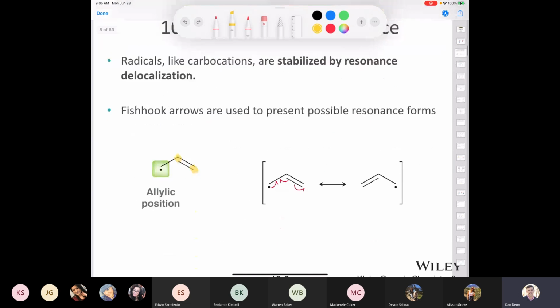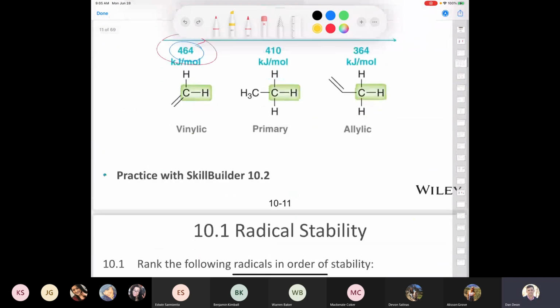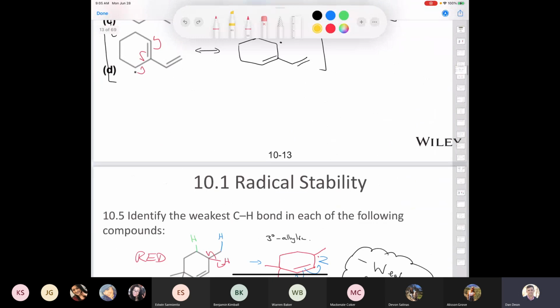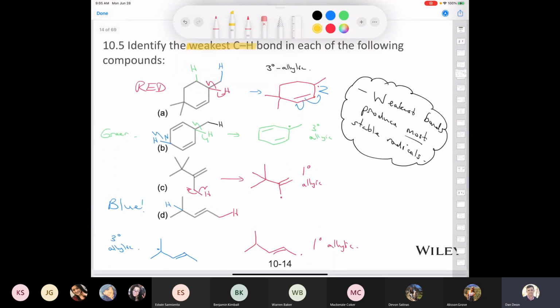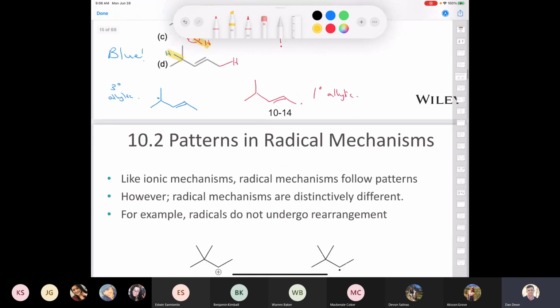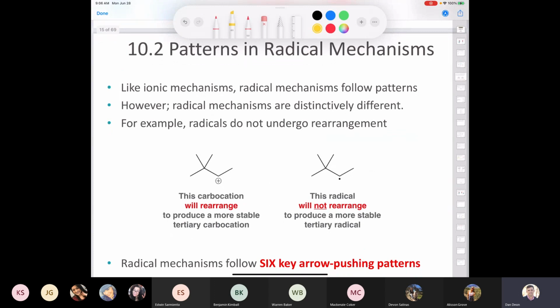So when we were looking at this problem, which one was it? This one here. If we're looking for the weakest carbon-hydrogen bonds, okay, which in this case is this carbon-hydrogen bond, which in the second one is this one, in the third one it's this one, and in the last one it's this one. What do these bonds all have in common? These are the bonds that when you break them, you produce the most stable radical. So the most stable radical is going to result from the weakest carbon-hydrogen bond. All right, so let's get back into these patterns of radical mechanisms.